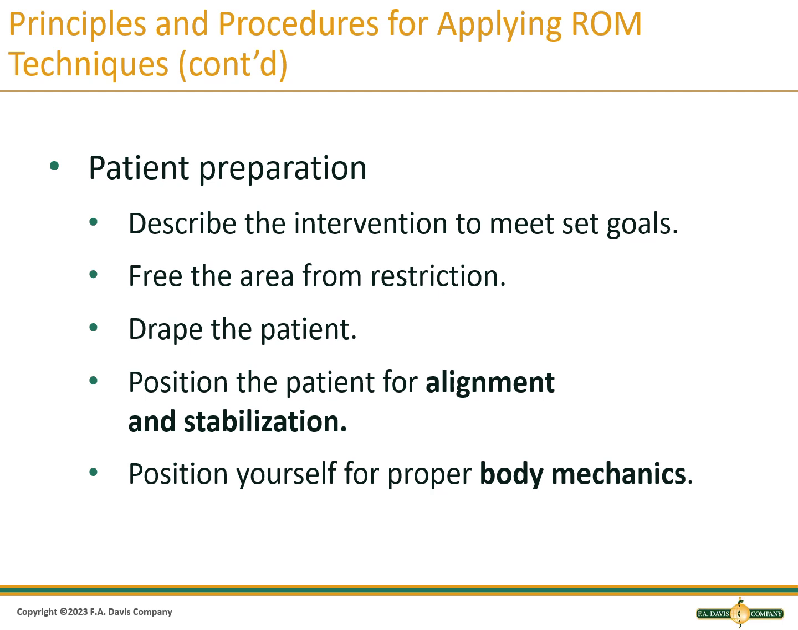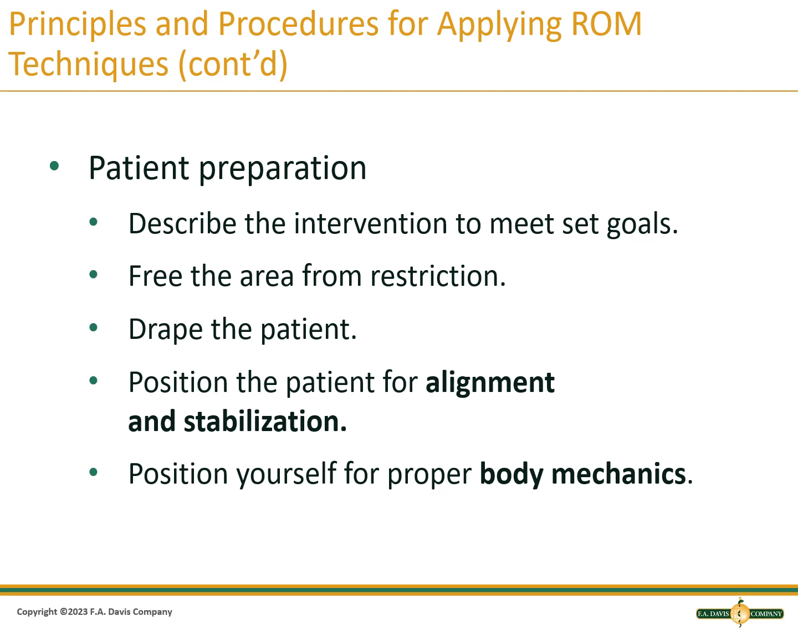When we're going to apply range of motion, we want to prepare our patient and prepare our space. Patient preparation can include describing the interventions to meet the set goals, so telling our patient why we're doing this specific activity. We want to free the area from restrictions, so we want to make sure that if we need to move around the table as we're performing our range of motion, we have space and there aren't things that are going to get in our way, or we're pulled away from the wall if the wall is going to be restrictive to our range of motion.